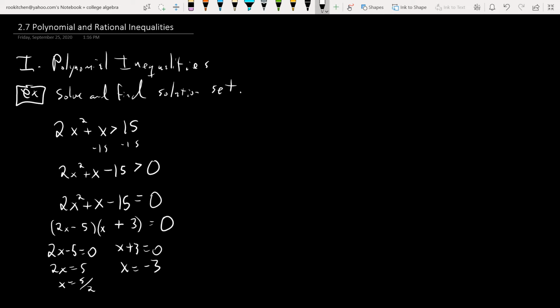Now comes the different part. I'm going to draw a number line and plot those 2 points on it. You don't have to draw in all the numbers; I'm just going to make sure I have them in order: 5 halves and negative 3. Then what I'm going to do is test a value. The test value will give me the sign of the function on that interval, and then I'll make a conclusion based off of that sign.